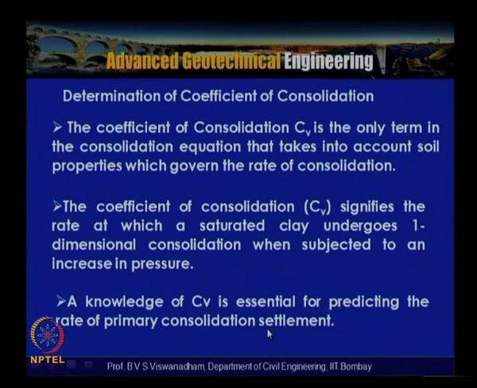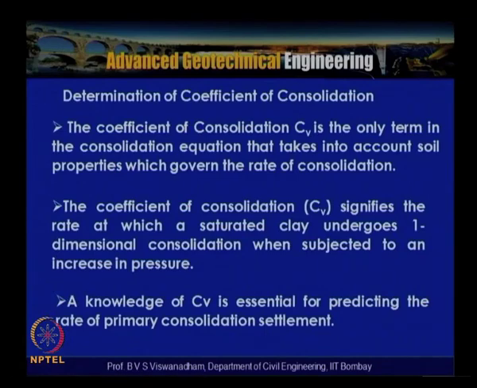Now after having discussed these problems, we said that we will look into the methods for determining the coefficient of consolidation. We were introduced to the coefficient of consolidation term for the first time in the consolidation and compressibility module, in the consolidation equation, wherein we said that dou u by dou t is equal to Cv dou square u by dou z square. So the Cv term is the coefficient of consolidation.